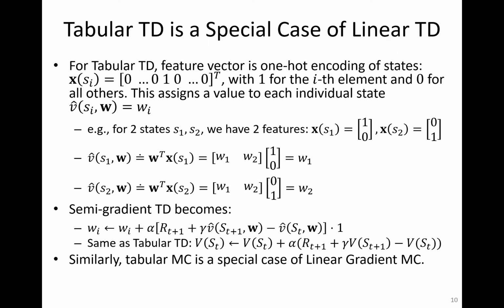So if you work out the semi-gradient TD, it's the same as tabular TD, except using the value function form instead of the table form. But the value function form we saw before is just the particular weight. So it's the same. So tabular Monte Carlo is also a special case of linear gradient Monte Carlo.